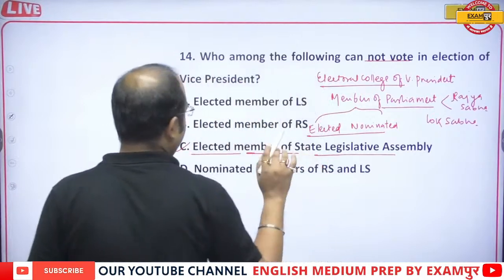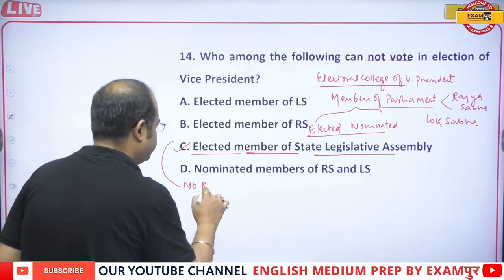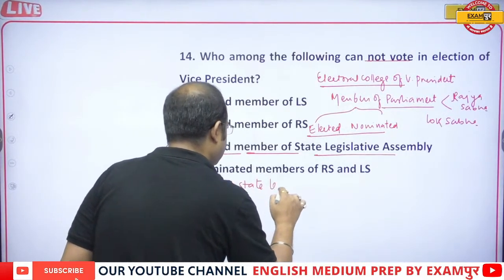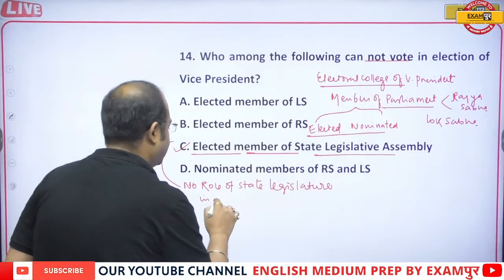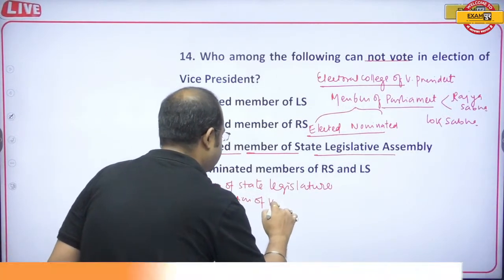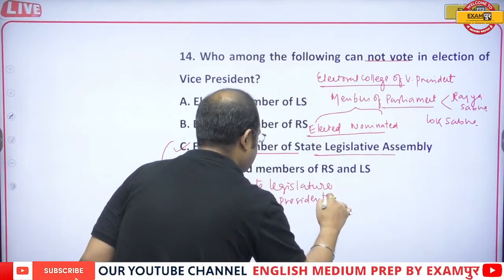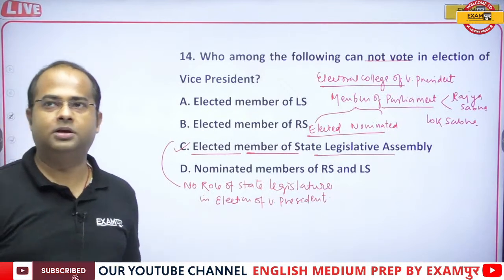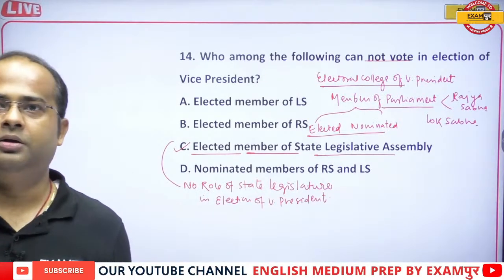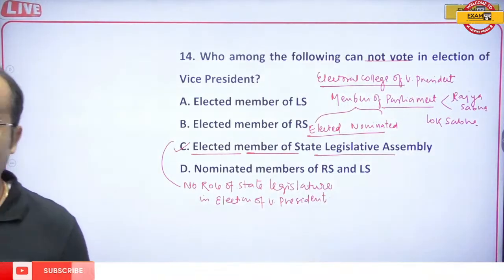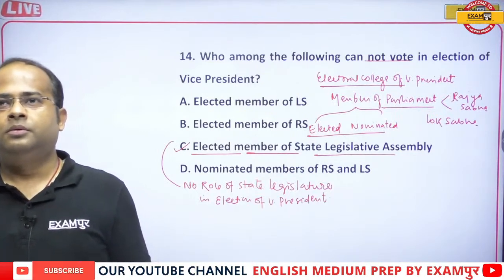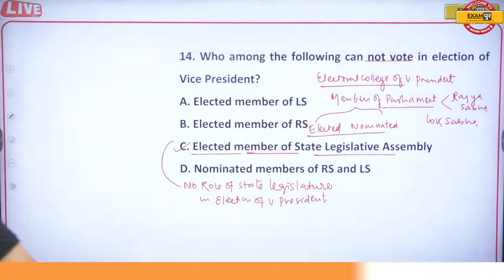So there is no role of elected members of the legislative assembly. No role of the state legislature in the election of vice president. So the correct answer will be option C, guys. There is no role of elected members of the state legislature in the election of vice president. I hope it is clear to all of you guys. Then do let me know. Is that clear to all of you?